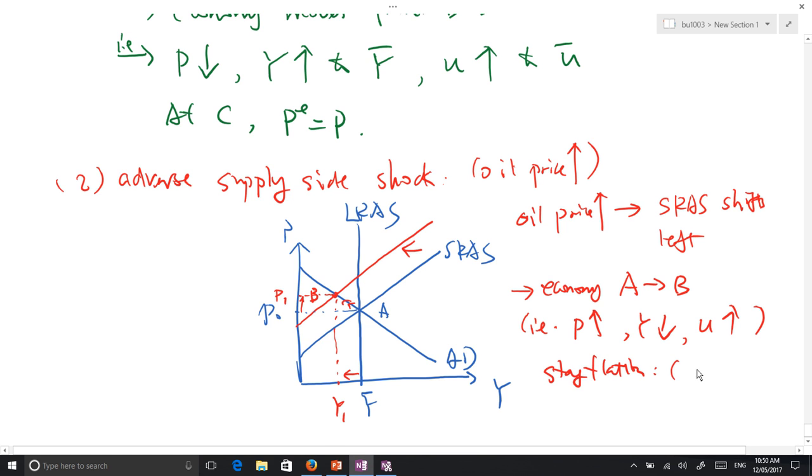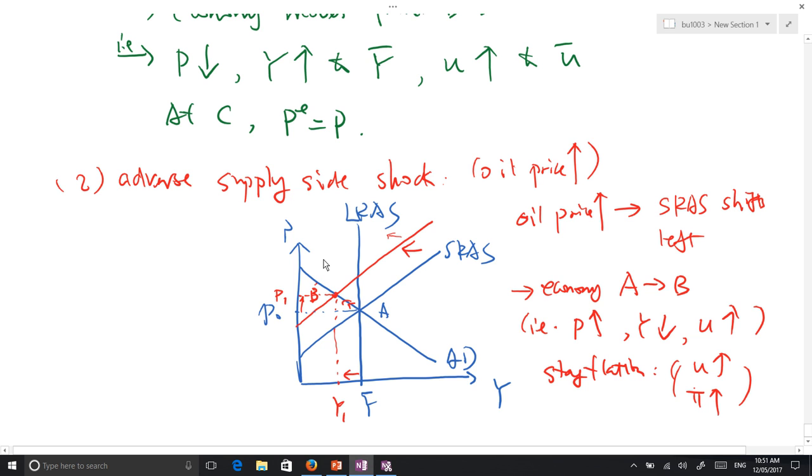So unemployment goes up, inflation rate pi goes up. Stagflation, the economy goes from bad to worse. Okay, so if the government does not intervene, the short-run aggregate supply curve might further shift to the left. Eventually, it's going to stay at a certain point along this, say maybe here, C or whatever it is.